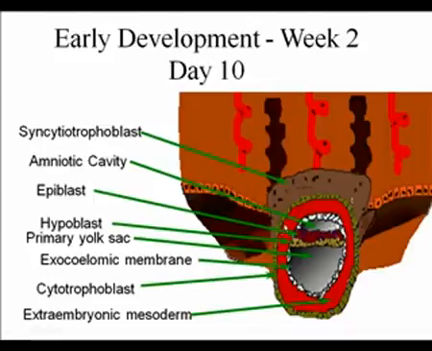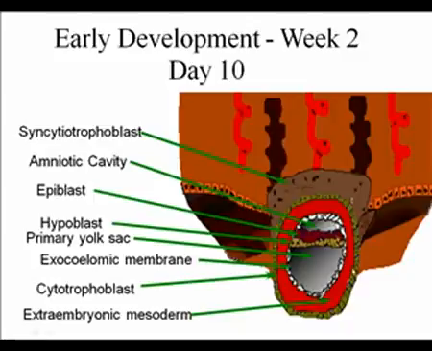So at day 10 of development now, the cytotrophoblast and syncytial trophoblasts have invaded the endometrium, and they've come into contact with the maternal blood vessels. The embryo itself is a bilaminar disc consisting of an epiblast and a hypoblast, and above the epiblast is the amniotic cavity. Below the hypoblast is the primary yolk sac.